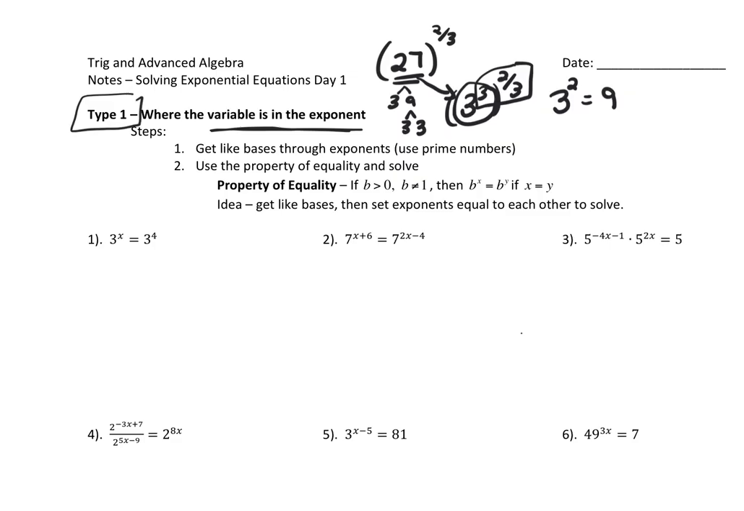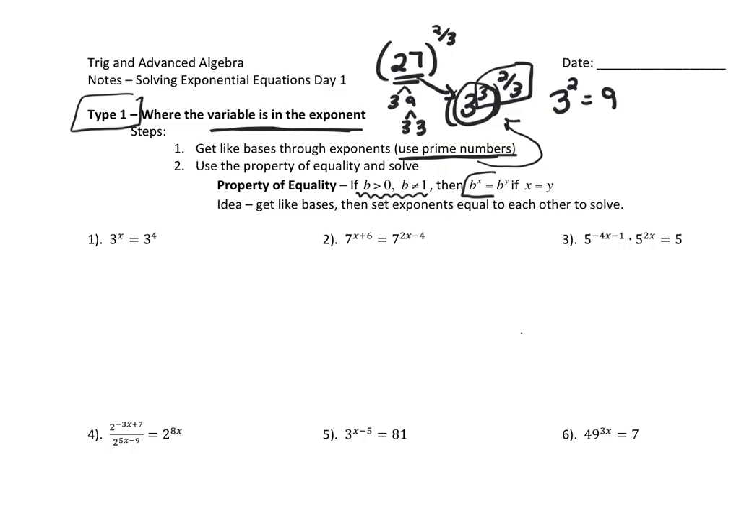So our steps are going to be to try and get like bases, use prime numbers when possible. What I mean by that is we're just going to break things down to its factorization. And then we're going to try to get like bases, meaning the same on each side. And once we get the bases to be the same, we can use what's called the property of equality. And you'll notice this stuff is all going to come into play as we continue with exponential equations.